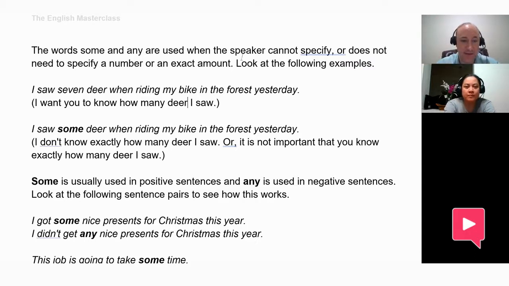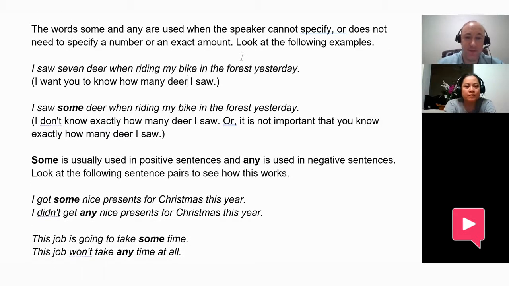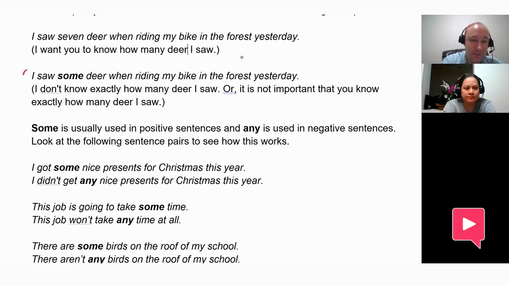So let's look at the examples here. Can you read this first example sentence? I saw 7 deer when riding my bike in the forest yesterday. Okay, so in this sentence, I want you to know exactly how many deer. Like, wow, it was amazing. I saw 7 deer. Now, can you read the next example over here?